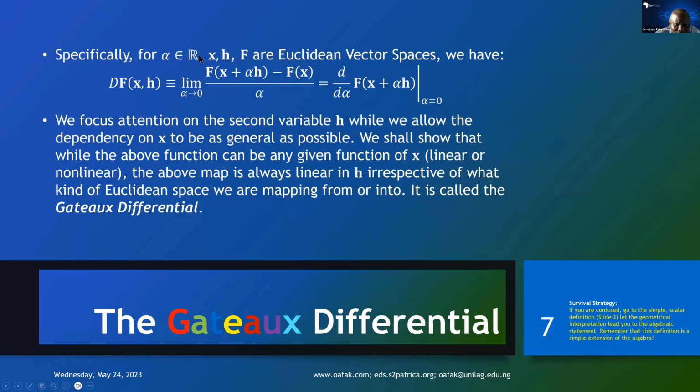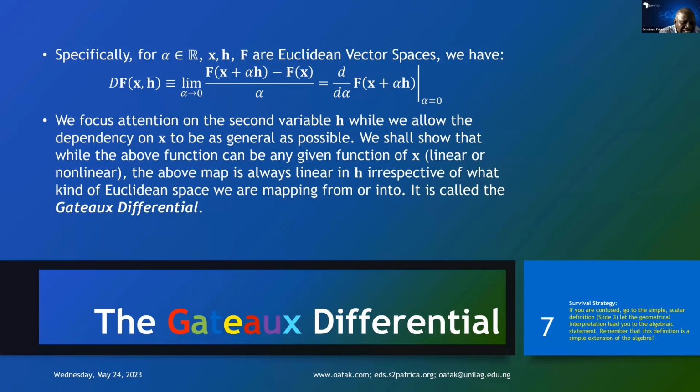Subtract the function evaluated at x. So if the function was a scalar, this one would be a scalar. If it was a vector, it would be a vector. If it was anything, you can always divide any of these things with a scalar, because the only division that is involved is a scalar. So there's nothing wrong with this thing.